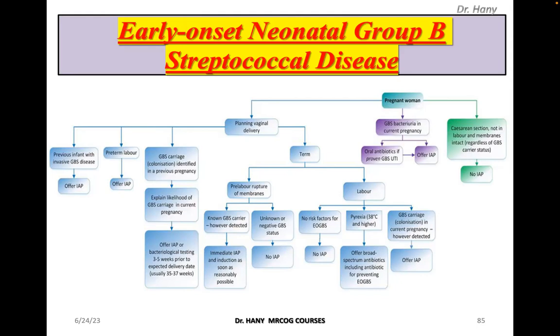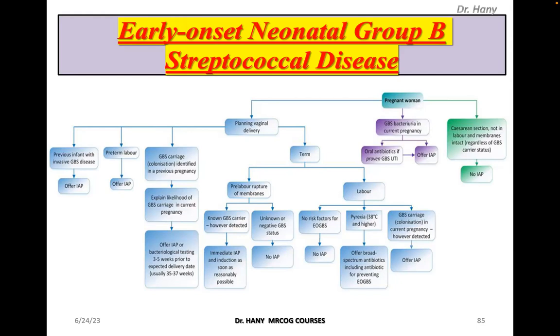Fever, pyrexia, broad-spectrum antibiotic, not intrapartum. Broad-spectrum means penicillin or cephalosporin plus or minus metronidazole. So I will give her broad-spectrum antibiotic according to the unit protocol, and I will activate the sepsis pathway to protect her from sepsis. That's why I'm giving broad-spectrum. Cover the GBS and other organisms.